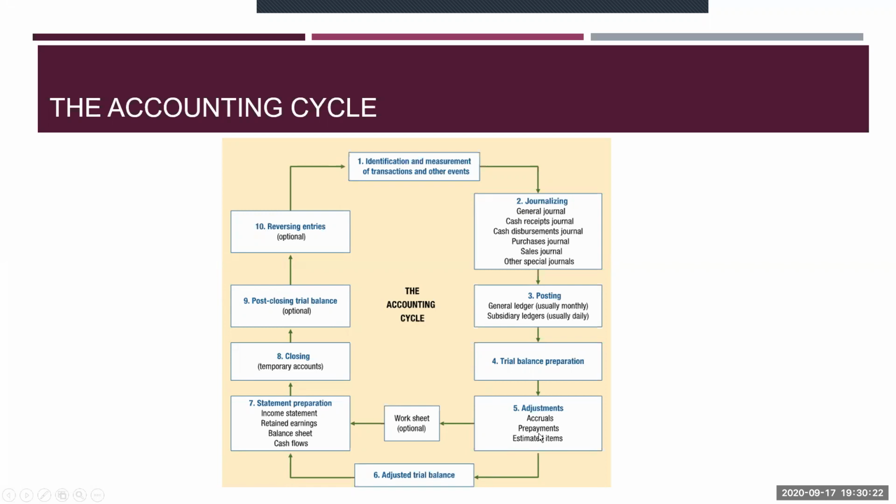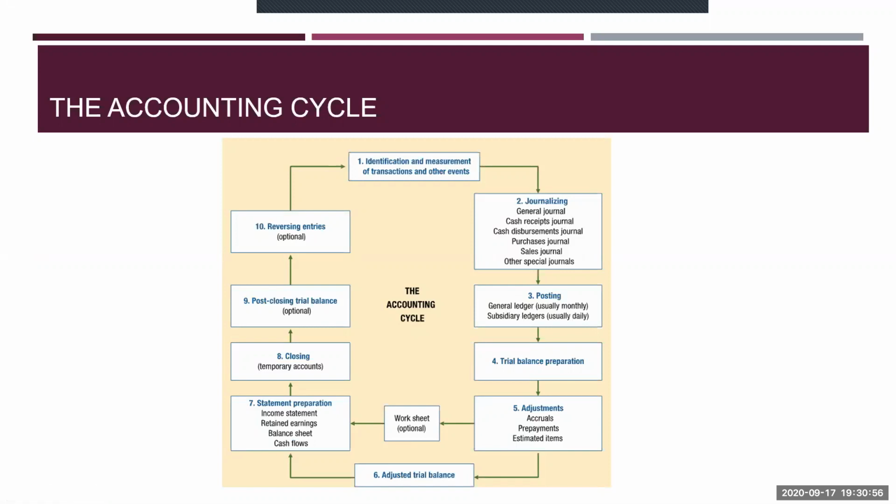Once the adjusting entries are done, you can either post these adjusting entries to a worksheet, and I've shown you an example in the in-class problems, and then prepare your financial statements. Alternatively, we can take these adjusting entries and post them to the T accounts. Once those T accounts are updated with the fresh balances, then we will prepare the adjusted trial balance. From that adjusted trial balance, we prepare our statements.